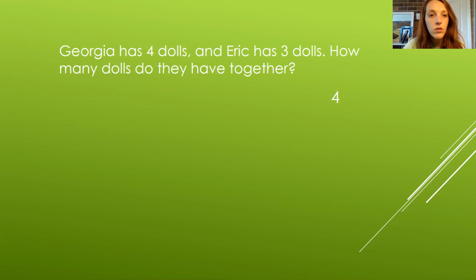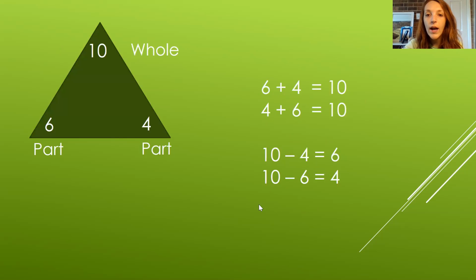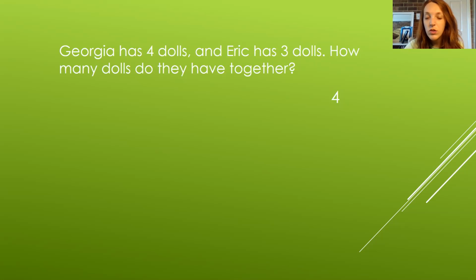Okay, I hope that was a good review. So we are going to look at 2 story problems today. I'm going to read it a few times for you first before we begin working. These story problems are going to really require that you think about fact families, okay? The answers are not going to be as easy as they've been in the past, and I'll show you what I mean. So Georgia has 4 dolls.